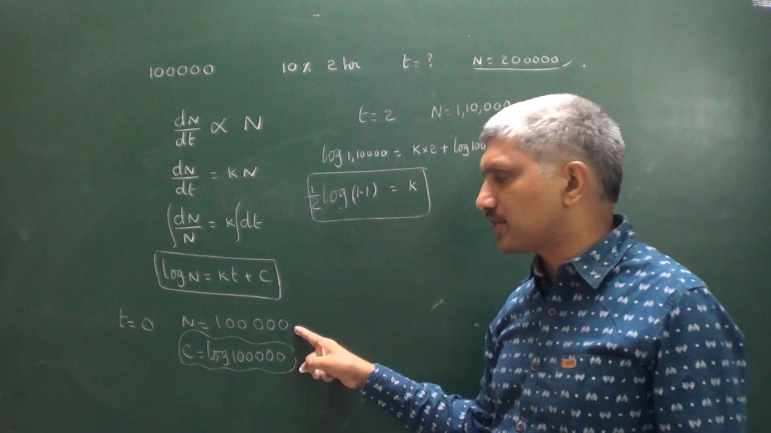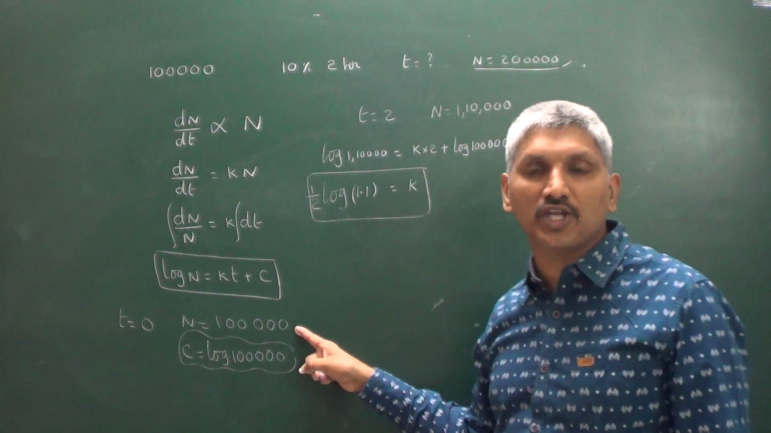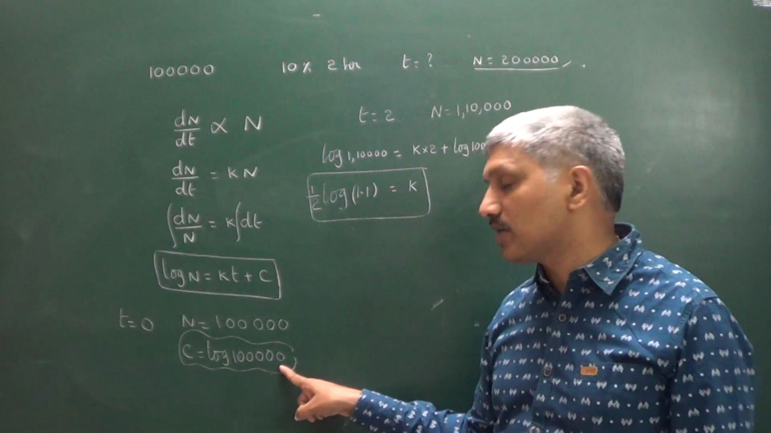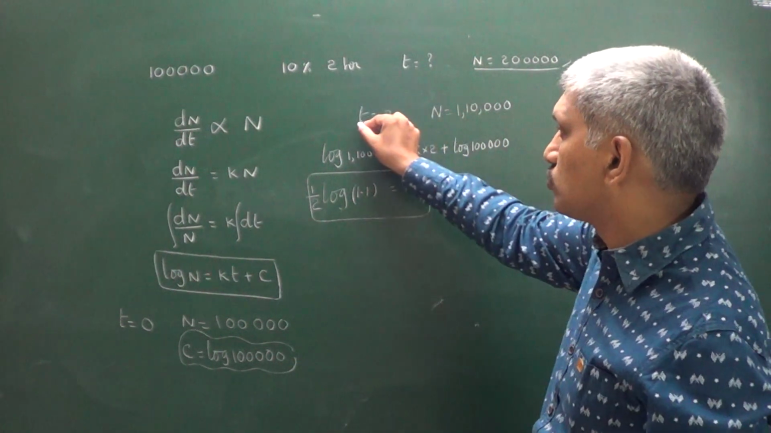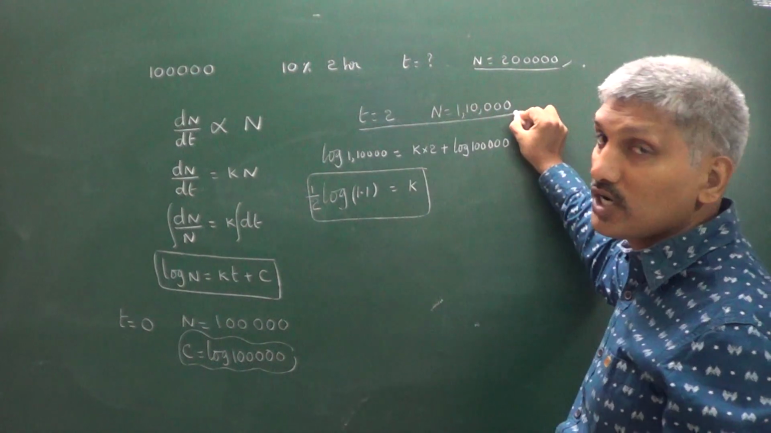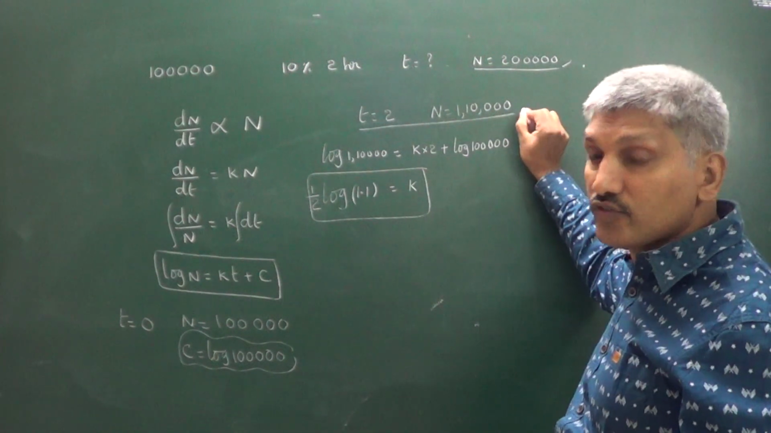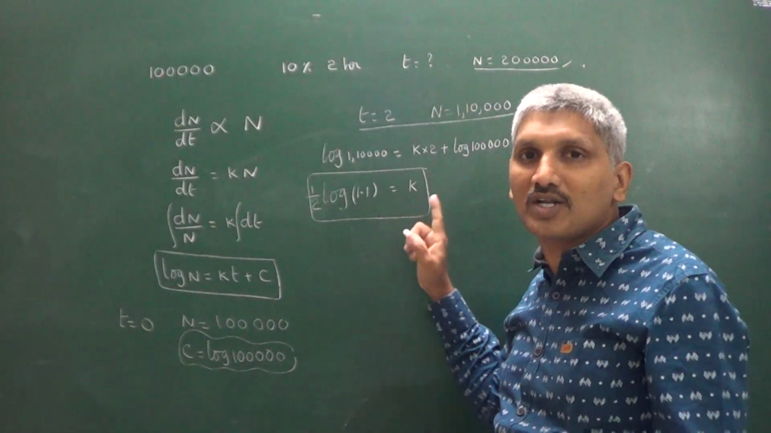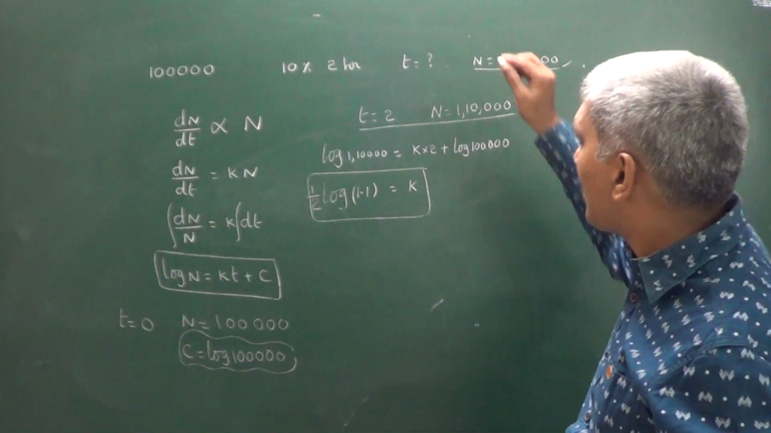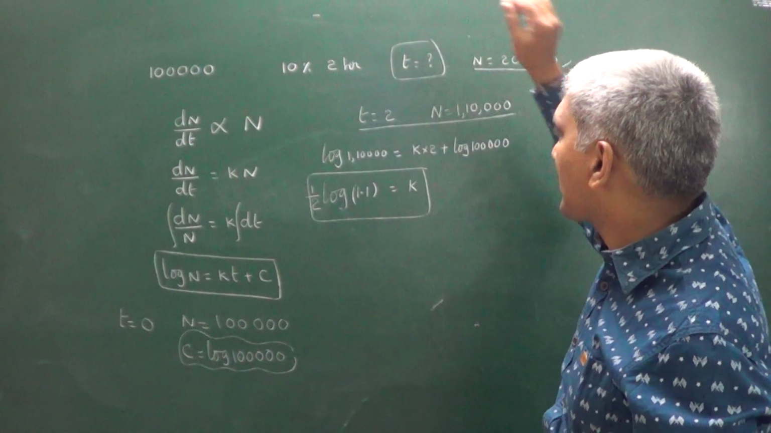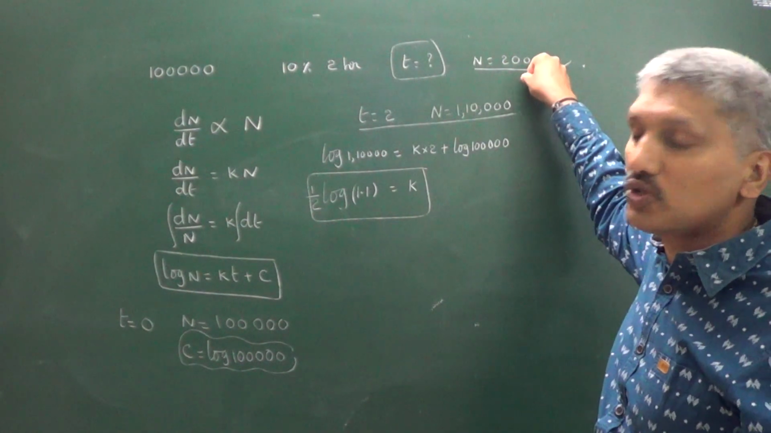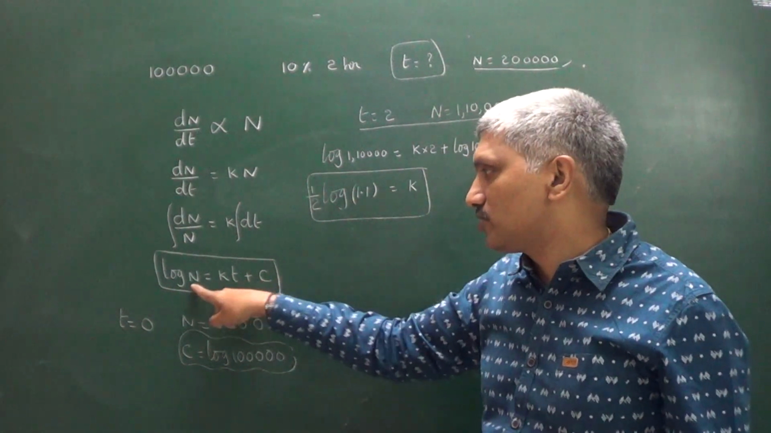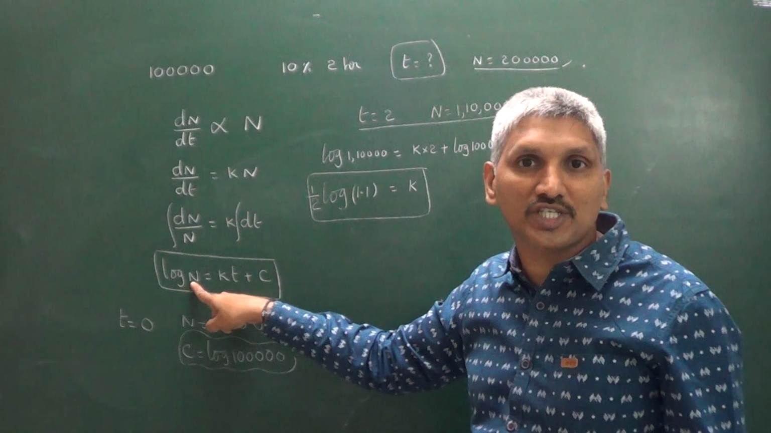With this condition, initially the bacteria count is 1 lakh, and we got the value of c as log of 1 lakh. Now after 2 hours the bacteria count is 1 lakh 10,000, and with the help of this we got the value of the proportionality constant. Now what is being asked in the question? After how many hours does the bacteria count reach 2 lakhs? That is, what is the t value so that the bacteria count reaches 2 lakhs?